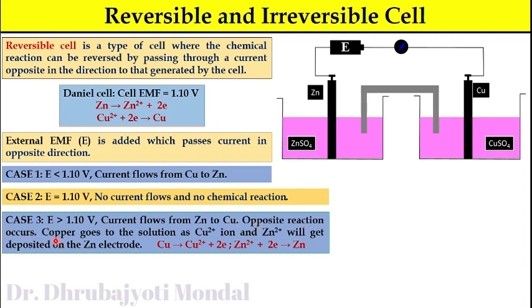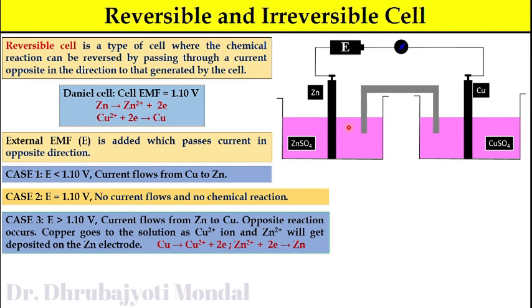So what is the opposite reaction? In the first case, zinc goes into the solution as Zn2+. But here, copper goes into the solution as Cu2+, and Zn2+ will get deposited on the zinc electrode. So here you can see copper converts to Cu2+ plus 2 electrons, Zn2+ takes 2 electrons, converts to zinc. So this is the opposite reaction. If this opposite reaction occurs when the external EMF is greater than the cell EMF, then this is called a reversible cell. So that is the example of reversible cell.